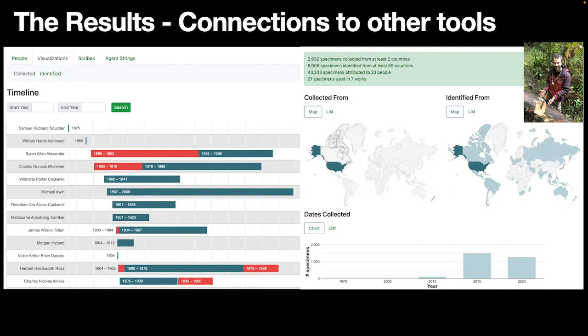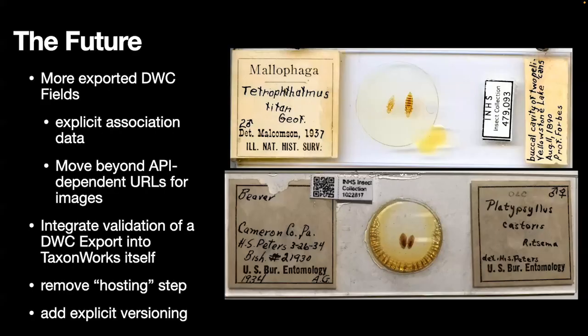Same thing with older collectors. On the left in INHS, those are all older collectors with Wikidata IDs, and those automatically get harvested by Bionomia. So in the future, I would like to see more.